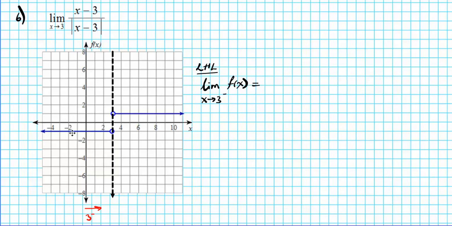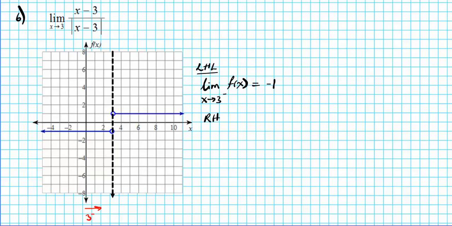Well, what are we approaching? We're approaching an open circle, a point that's open. So the y-coordinate of that open circle is the limit. Trace it there, -1. There goes your left-hand limit.